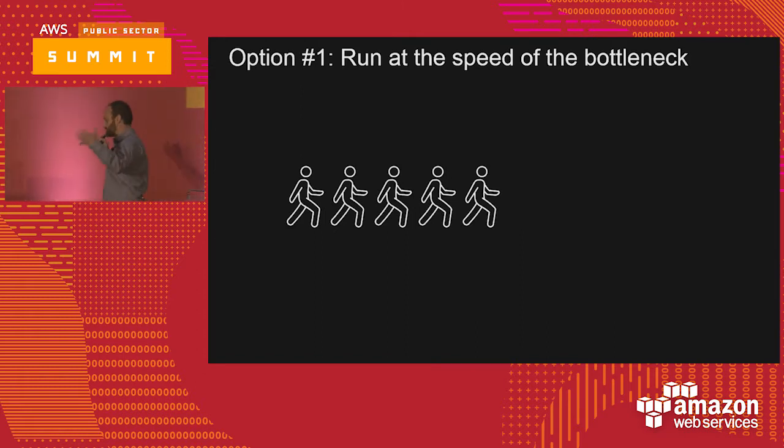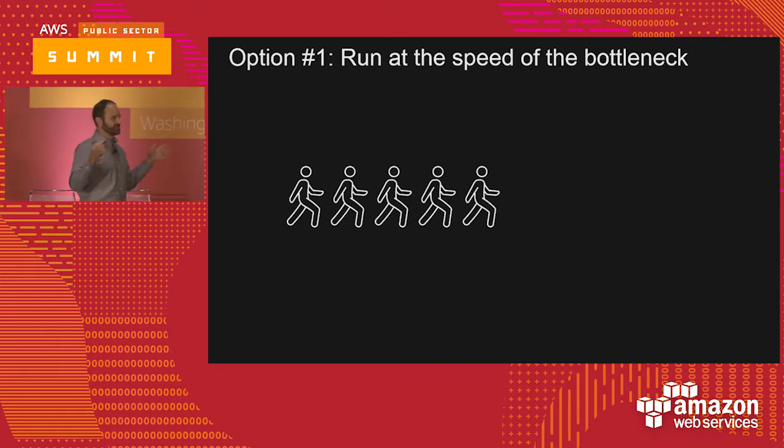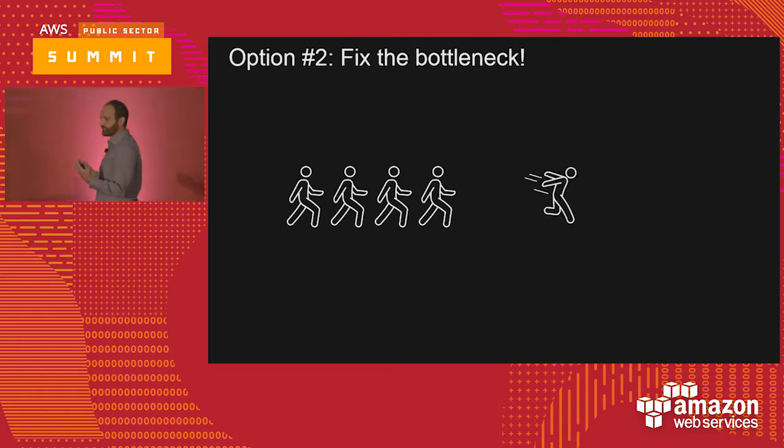So how do we fix this, right? Option one is to run at the speed of the bottleneck. And this is kind of what you see in standard lean IT, lean manufacturing, right? What this does is it reduces your backlog, it reduces your work in progress, but it doesn't really give you transformational change. How about we fix the bottleneck? Well, how do we do this?